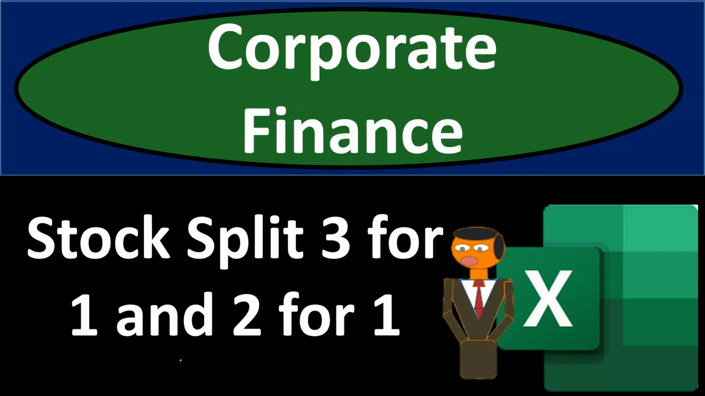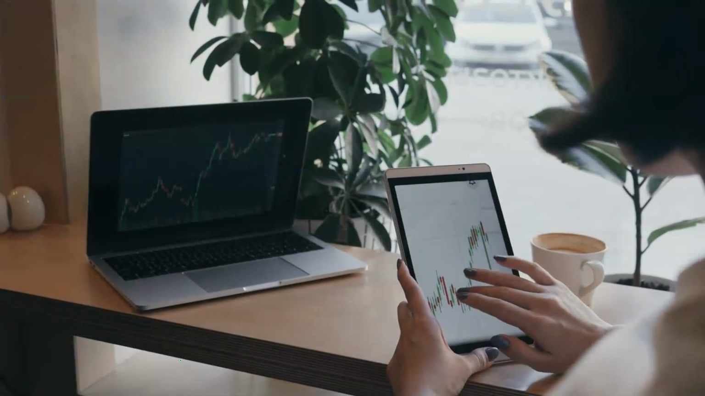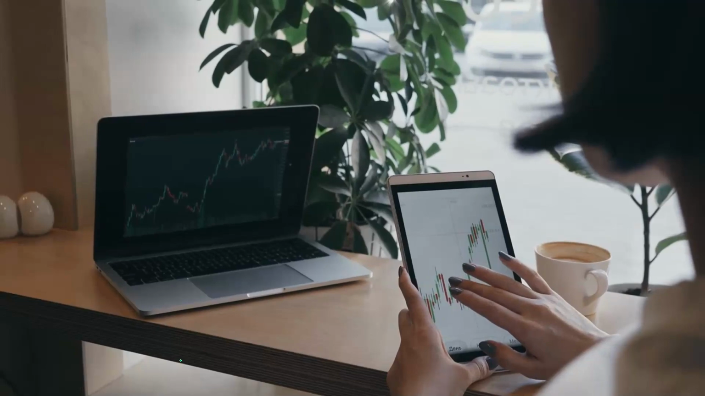Corporate finance practice problem using Excel. Stock split, 3-for-1 and 2-for-1 comparison. Get ready, it's time to take our chance with corporate finance.